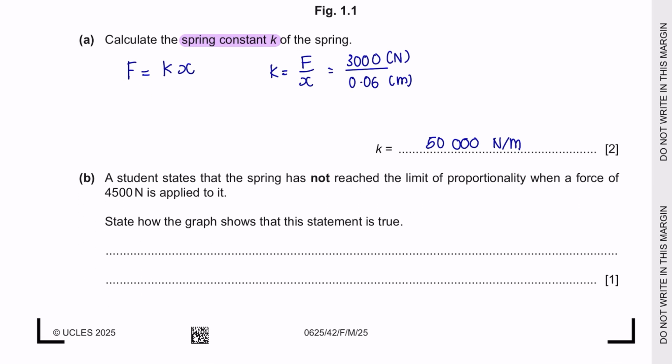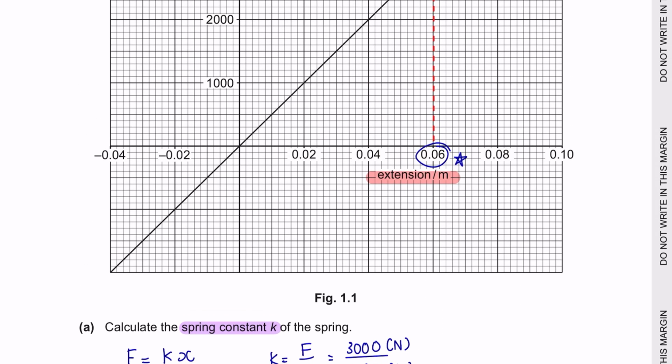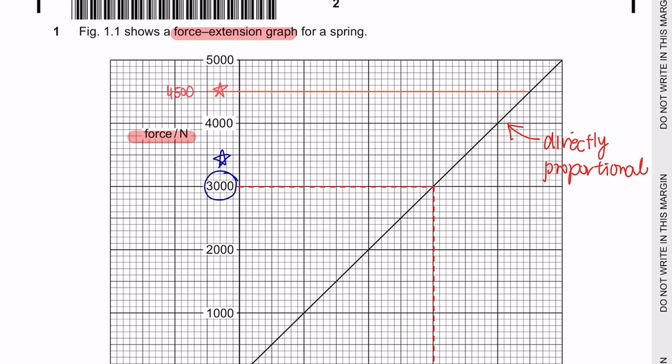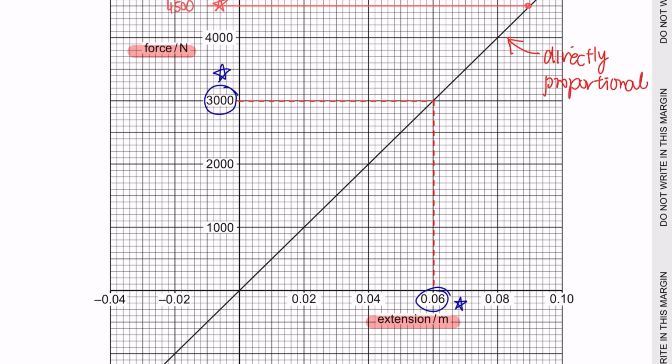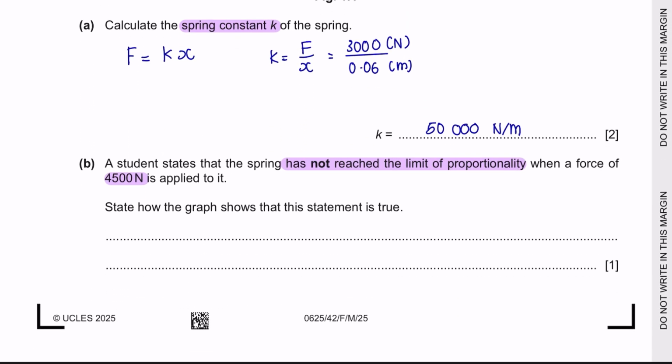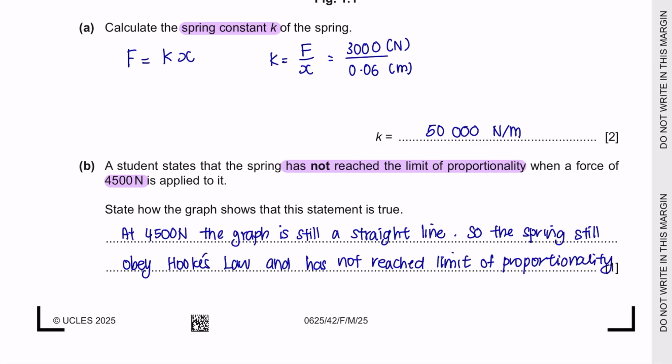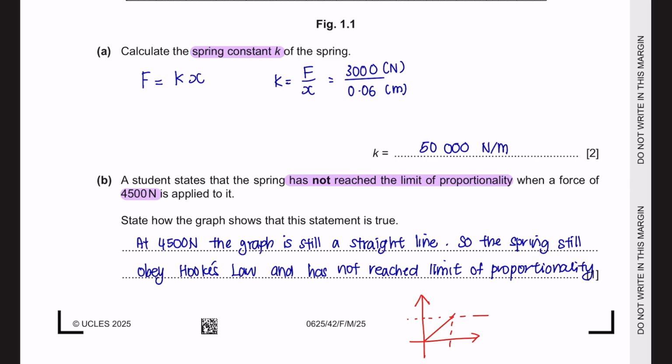Next, question B. A student states that the spring has not reached the limit of proportionality when a force of 4,500 newtons is applied to it. State how the graph shows that this statement is true. At force 4,900, we can see that the line is still straight, showing a directly proportional relationship between the force and extension. If the graph is still a straight line, the spring is still obeying Hooke's law and has not reached the limit of proportionality. If the spring has reached the limit of proportionality, the graph will move in a straight line and then bend upwards because it no longer obeys Hooke's law.